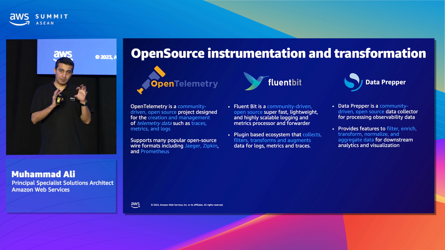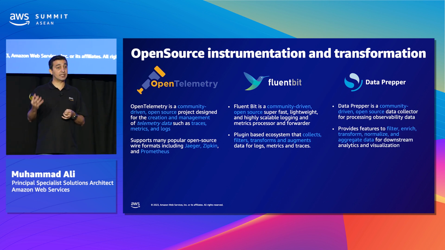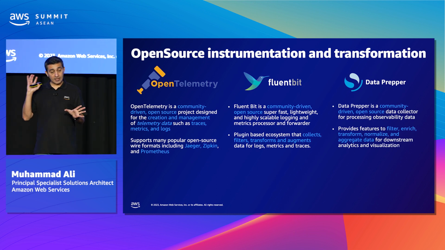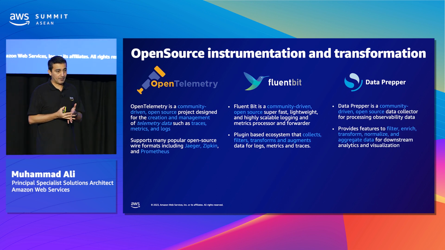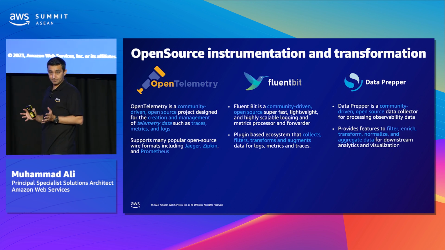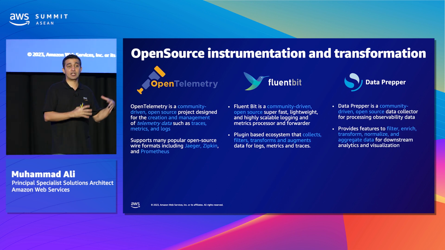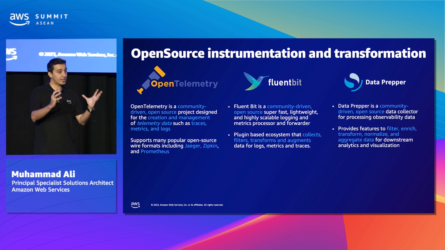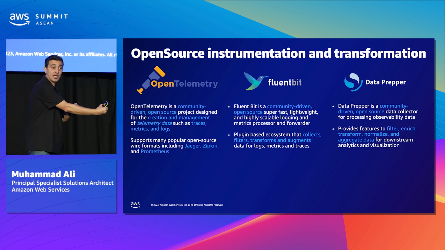Now, today, I have built a demo that uses these three open source tools for instrumentation and data collection. We use OpenTelemetry to collect the trace data and metrics data, and FluentBit is used for collecting the logs. Now, Data Prepper is an open source tool by the OpenSearch project that is created to convert the signals coming from those collectors, such as FluentBit or OpenTelemetry, into a shape that can be stored and visualized in OpenSearch.